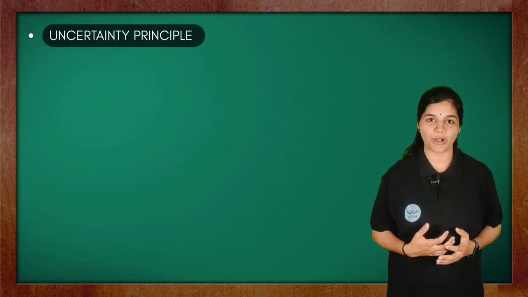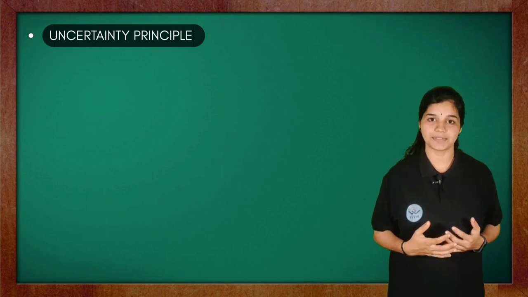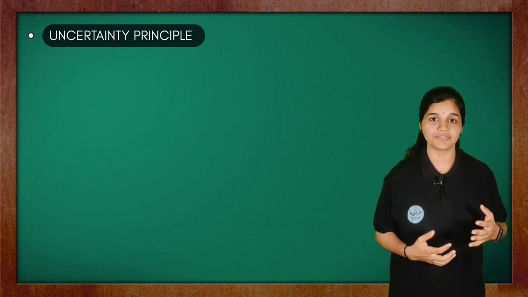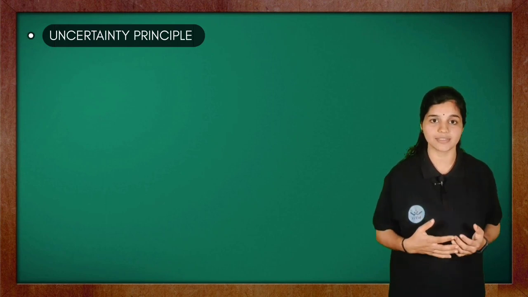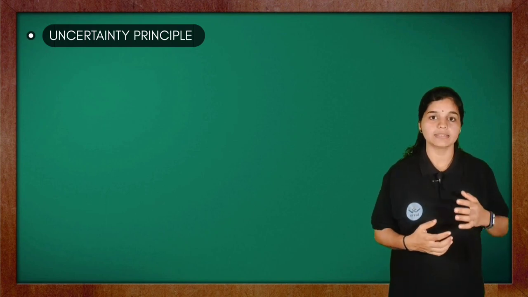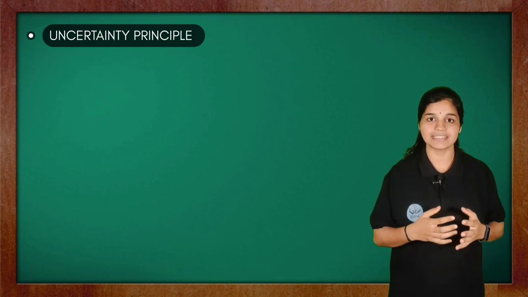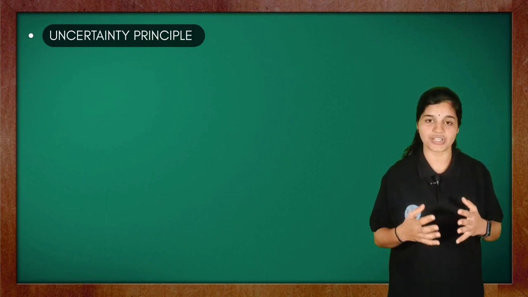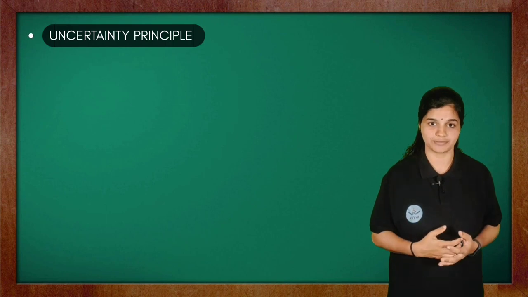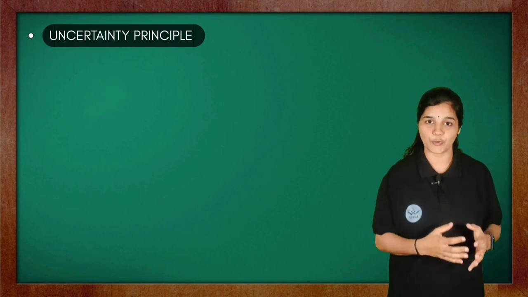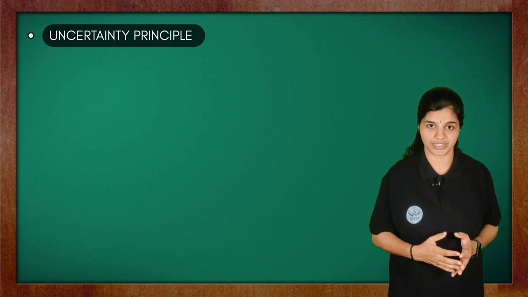So, what was the outcome of Heisenberg's uncertainty principle? That it rules out the existence of definite paths or trajectories for electrons and other similar particles. The trajectory of an object is determined by its position and velocity as well as other forces which are acting on that particular object. If we know the position and velocity of the object, we can fix its trajectory.